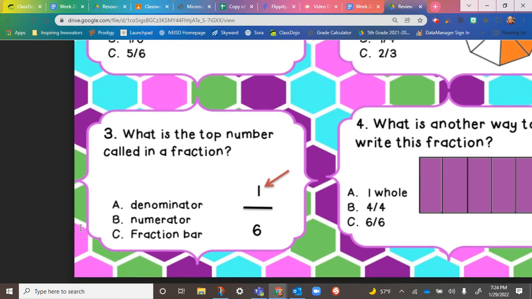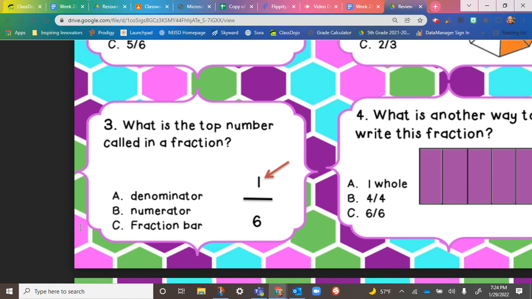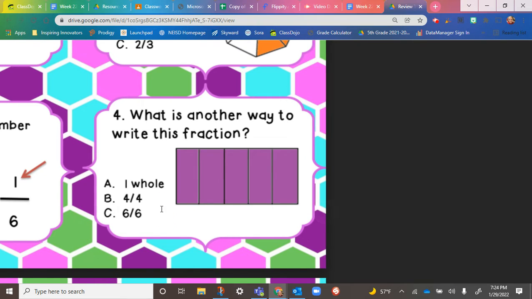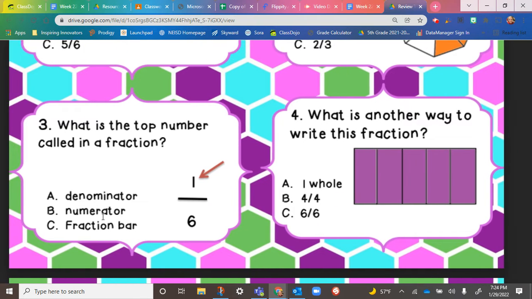Number 3, the top number in a fraction is called the numerator. So that would be B, numerator.